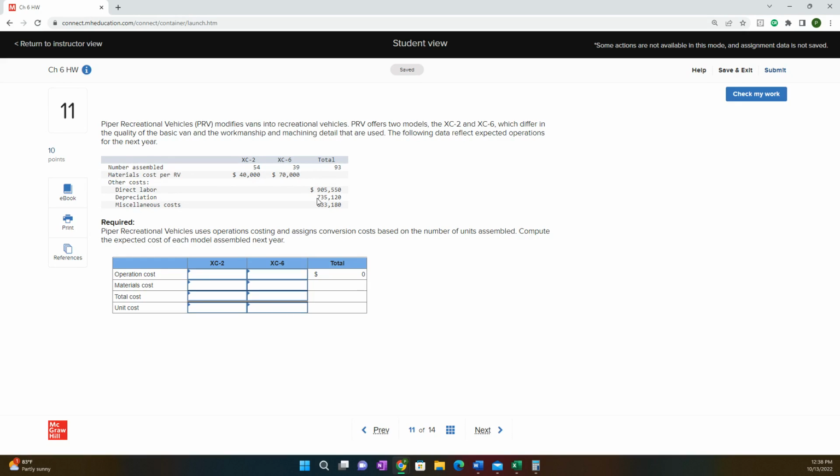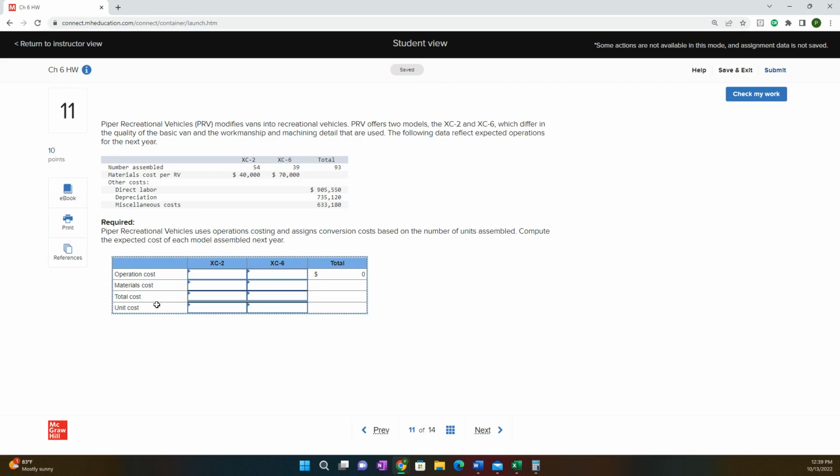It tells us that they assign conversion cost based on the number of units assembled to compute the expected cost of each model assembled next year. And in the table below, we have to calculate what they call operation cost. They use that term interchangeably with conversion costs. It's the cost to run the operation. Materials cost, then we get total cost, and then we have to divide that total cost by the number of units to get unit cost.